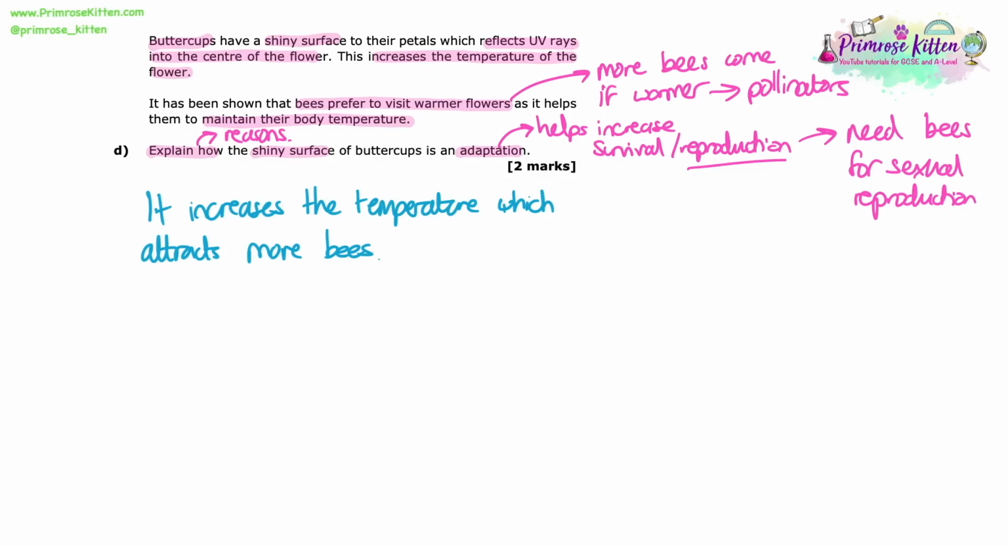So the first mark's going to come from saying that we understand that it increases the temperature, which attracts more bees. Don't get any marks just for talking about that it increases the temperature, because it tells you that in the question. So you've got to link the increase in temperature to more bees coming and visiting the flower.